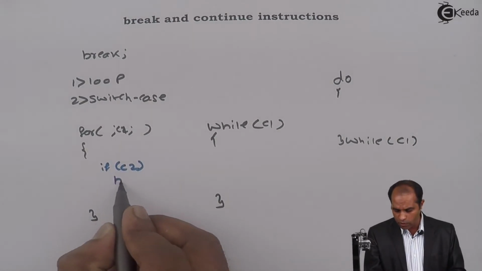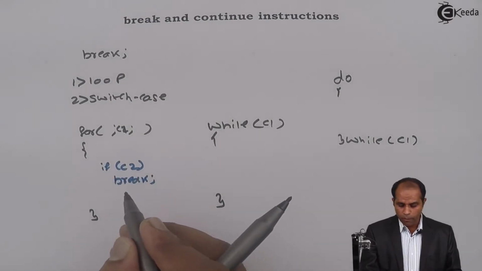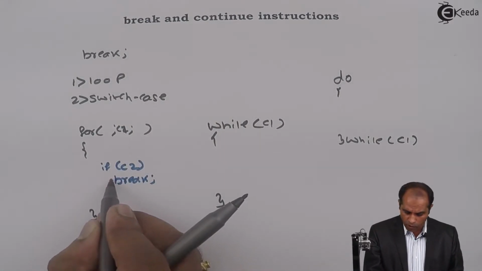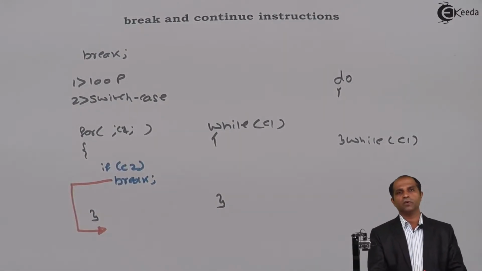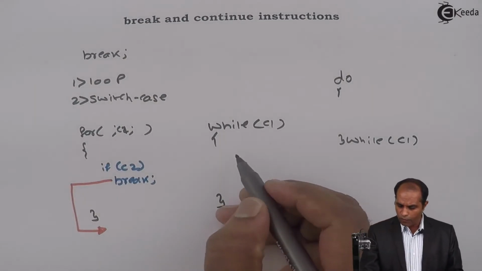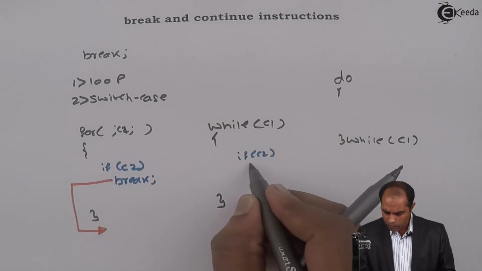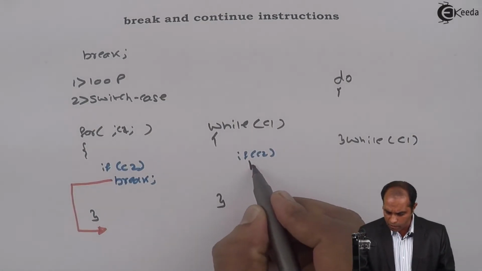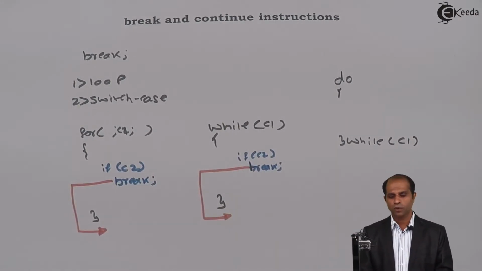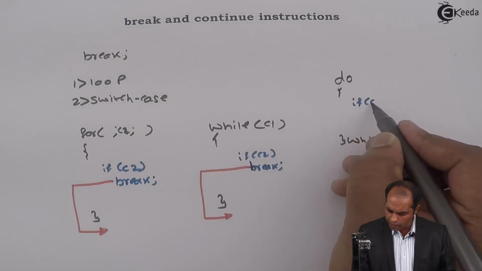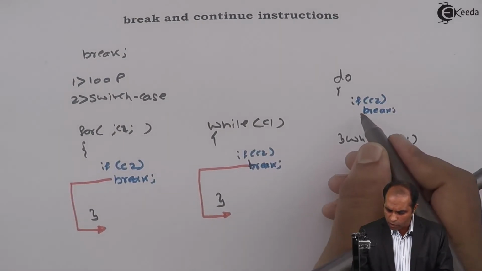So in that case, I can use a break instruction. What does a break instruction do? If C2 is true, break will be hit. If break is hit, it will automatically terminate the loop and transfer the control outside this particular loop. Similarly, if I have a condition if C2 at this place and a break instruction, this will transfer the control outside the loop. And similarly here also, if I write a condition C2 and a break keyword, this will also transfer the control outside the loop itself.